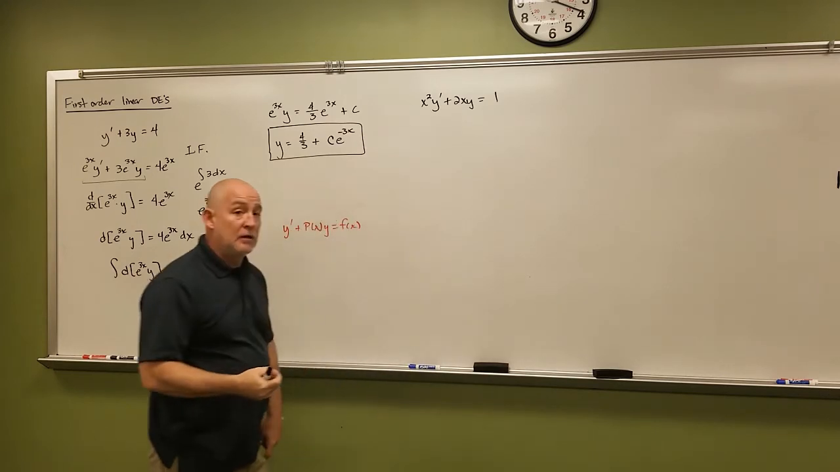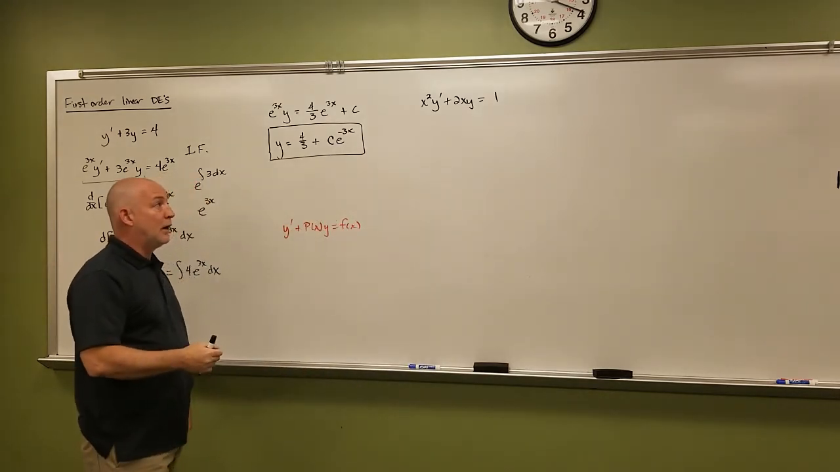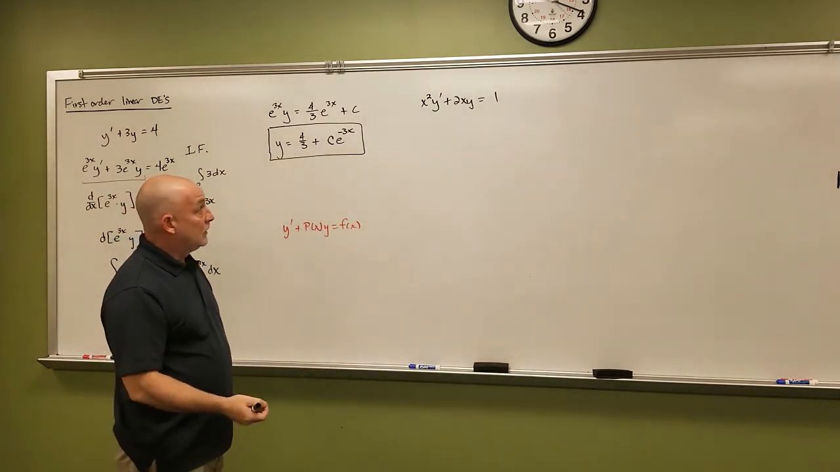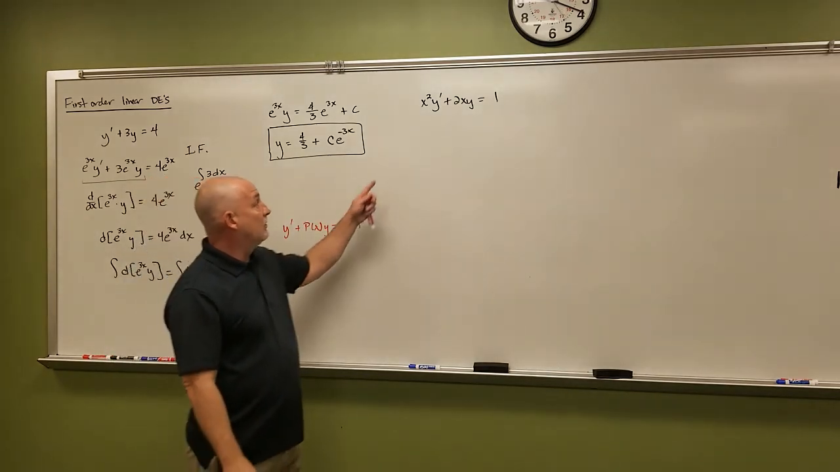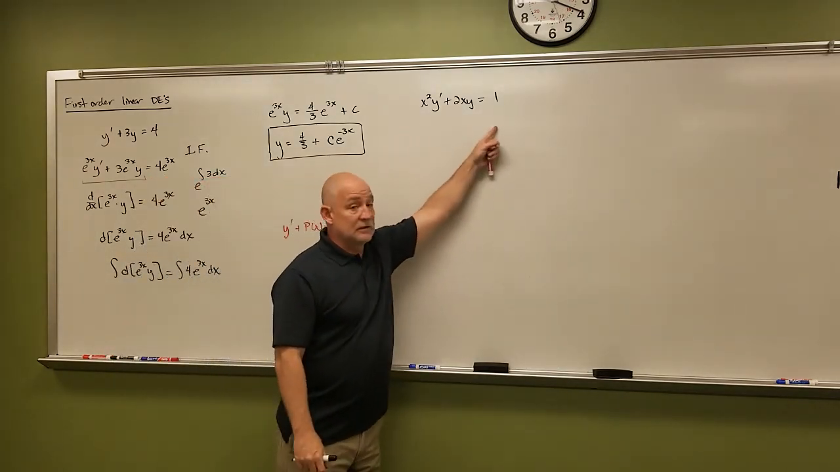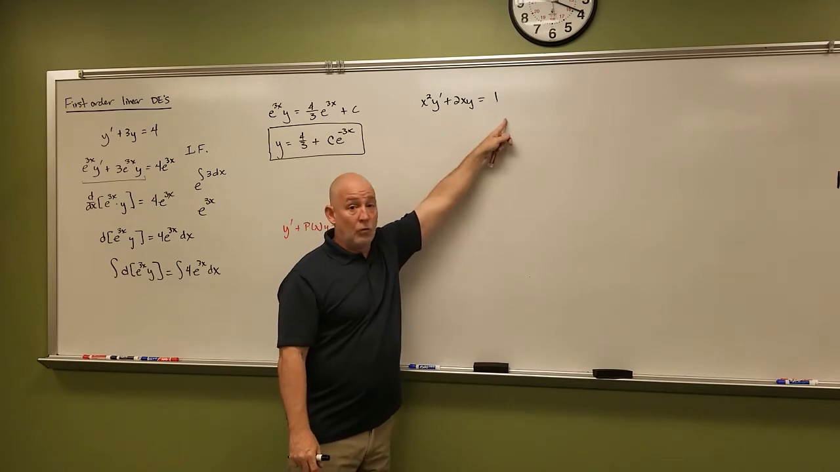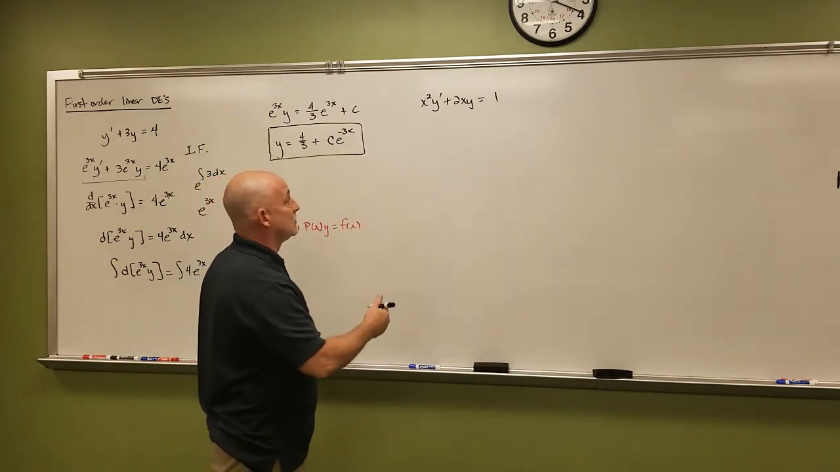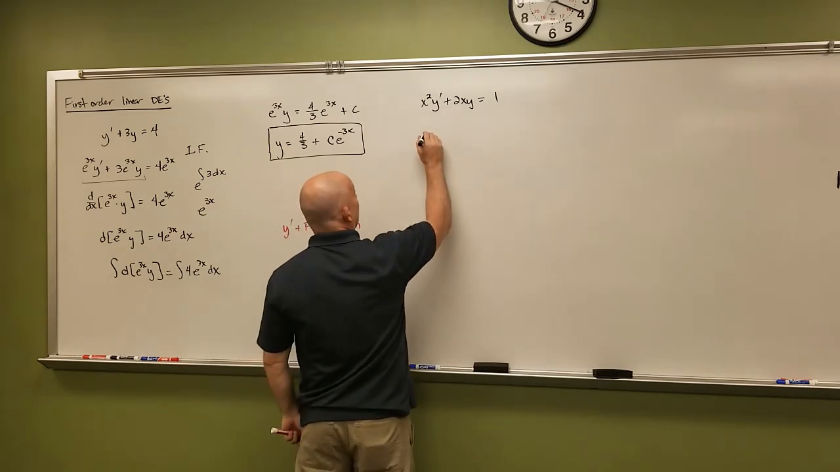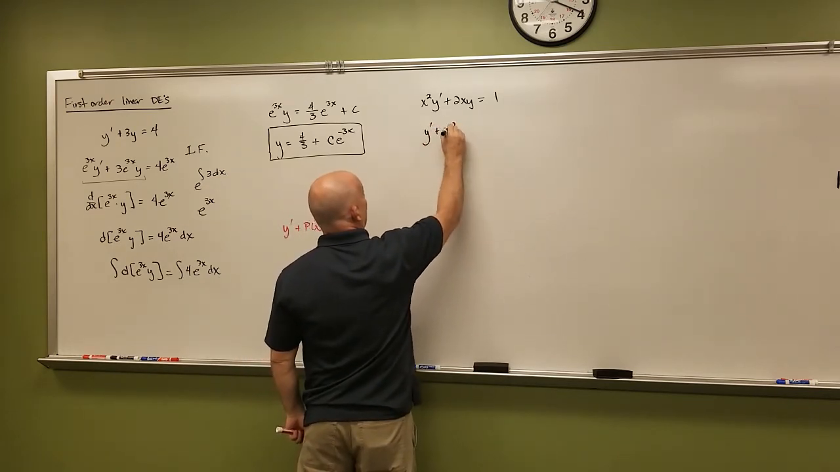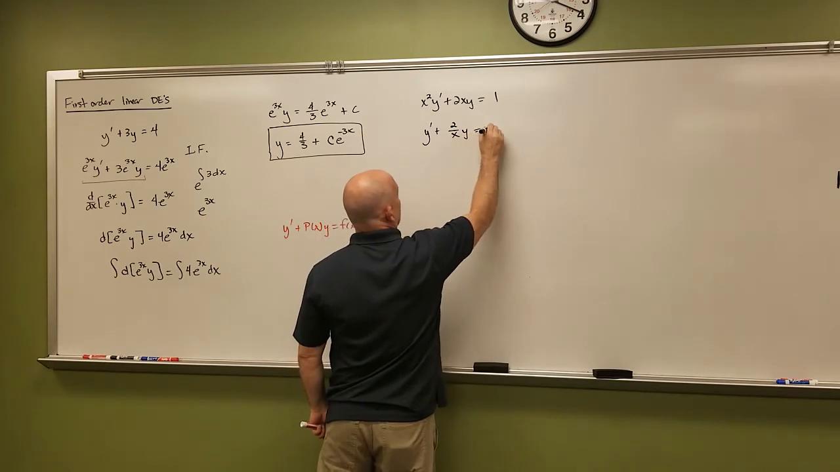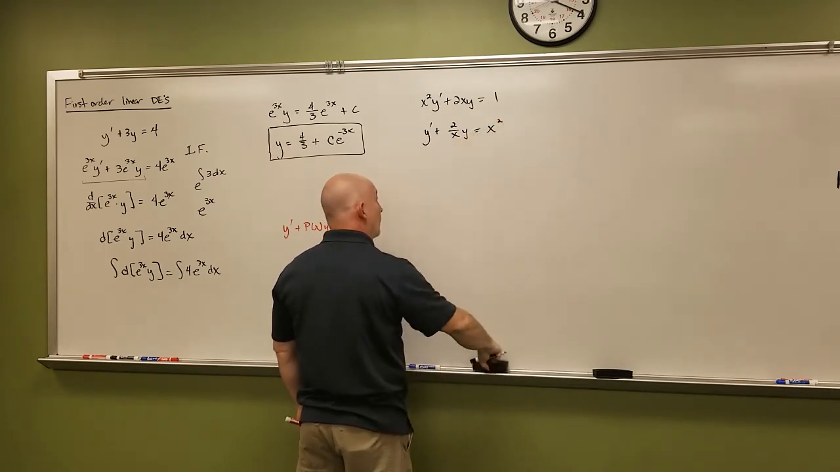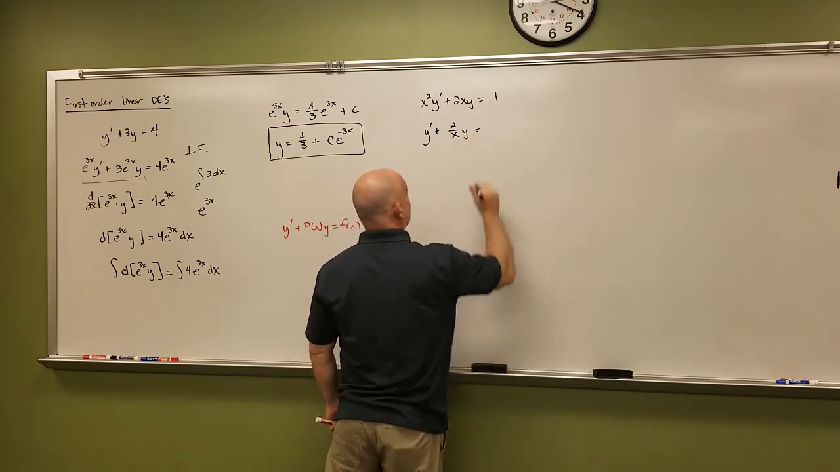Now I just said you got to be careful if you divide through by a variable. And that's true, but if x is 0, that means that everything is 0. We get what? 0 equals 1. Well, 0 doesn't equal 1, so I know that x can't be 0 and be a solution to this equation. So if I divide through by x squared, I get y prime plus 2 over x y is equal to, that's not right, 1 over x squared.